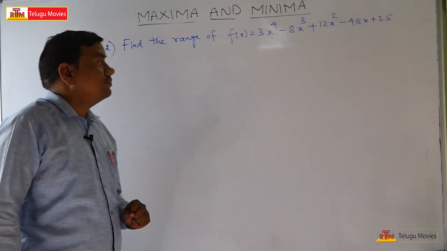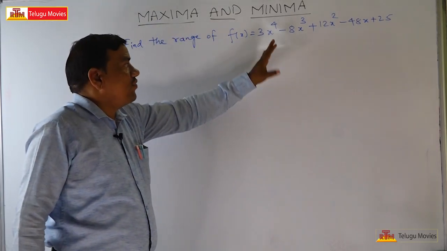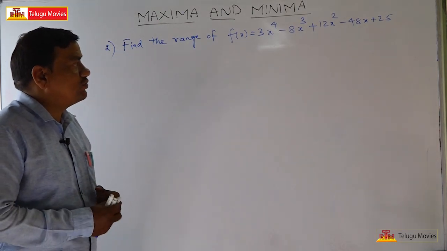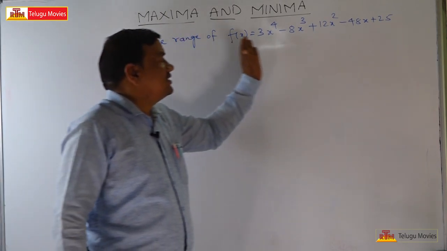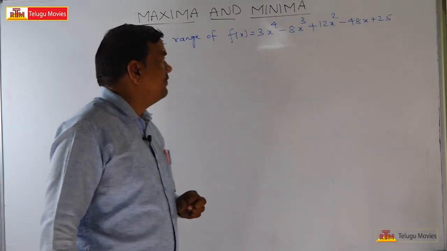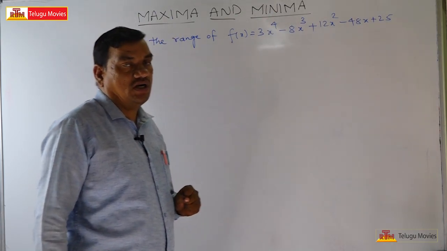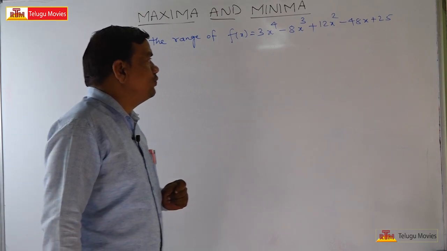Welcome to this problem. So this is a polynomial. Find the range of f of x equal to 3x power 4 minus 8x cube plus 12x square minus 48x plus 25. Observe this. This is a polynomial with a positive power 4, that is, degree 4: x power 4, x cube, x square, x.